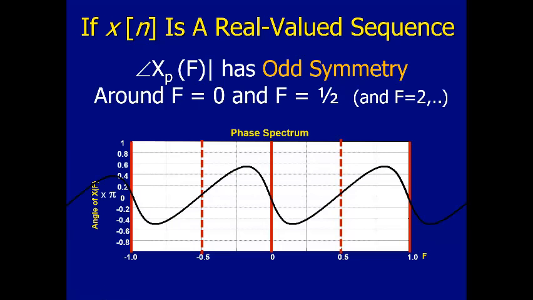The phase as a function of frequency of a real valued time sequence, however, has odd symmetry around n equals 0 and n equals 1 and n equals 2 and all those multiples. And again, also around the Nyquist rate, 1/2, 1, 1.5, 2, and so on. So if you have a real valued time domain signal, which usually we do, we'll expect to see the symmetry: even symmetric magnitudes, odd symmetric phases.